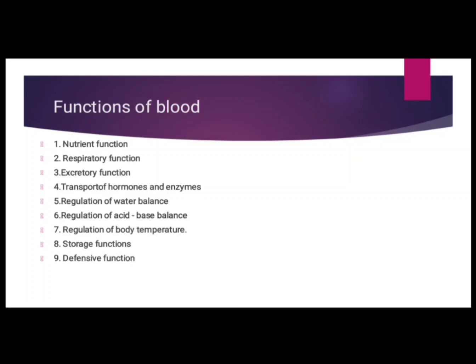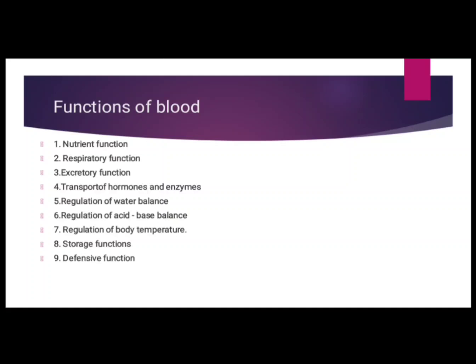Regulation of water balance: the water content of the blood is freely interchangeable with interstitial fluid, and this helps in the regulation of water content of the body. Then, regulation of acid-base balance: plasma proteins and hemoglobin act as buffers and help in the regulation of acid-base balance. Then, regulation of body temperature: because of the high specific heat of the blood, it is responsible for maintaining the thermoregulatory mechanisms in the body, that is, the balance between heat loss and heat gain.